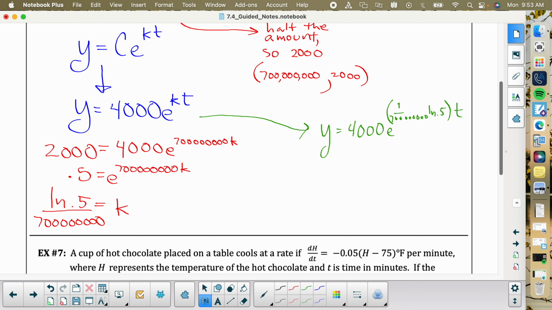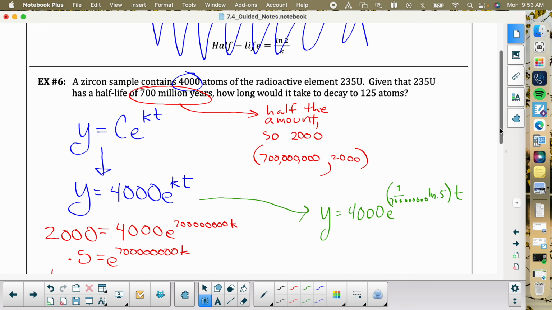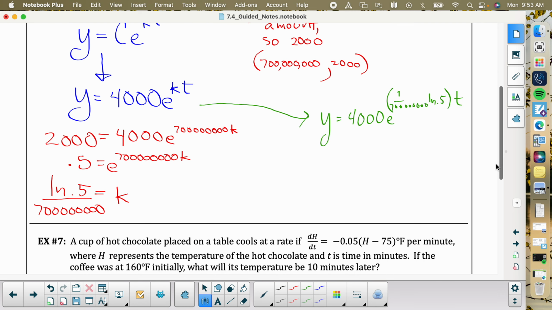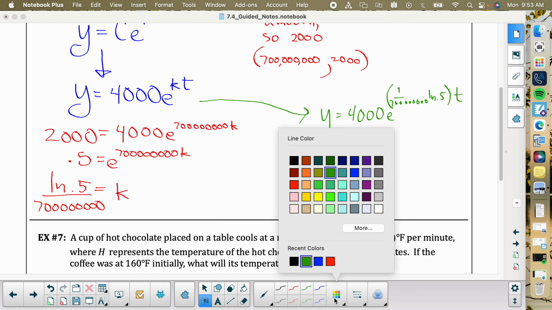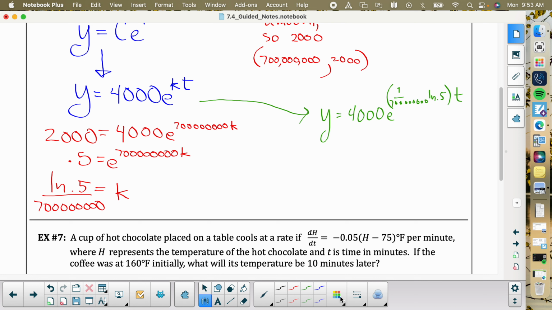And then the actual question says what? Like how many are left? Oh, how long would it take to decay to 125? Oh, that's a little bit more work. So we're not going to plug in t. We are going to put 125 in place of y and solve for t. Not yet. You got to divide by 4,000 first.